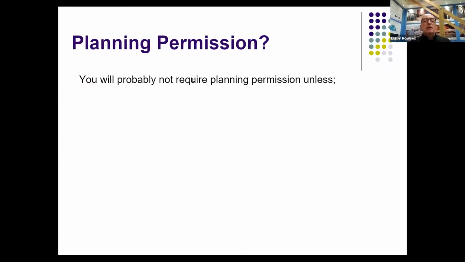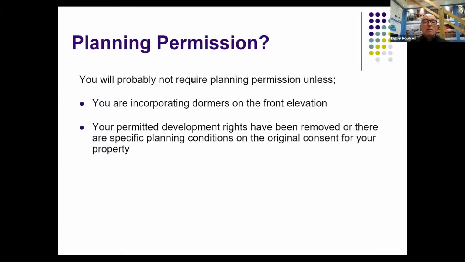Planning permission. Generally, you will probably not require planning permission for a loft conversion unless you're incorporating dormer windows on the front elevation, which faces the road. Your permitted development rights may have been removed, or there are specific planning conditions on the original consent when your house was granted planning consent.